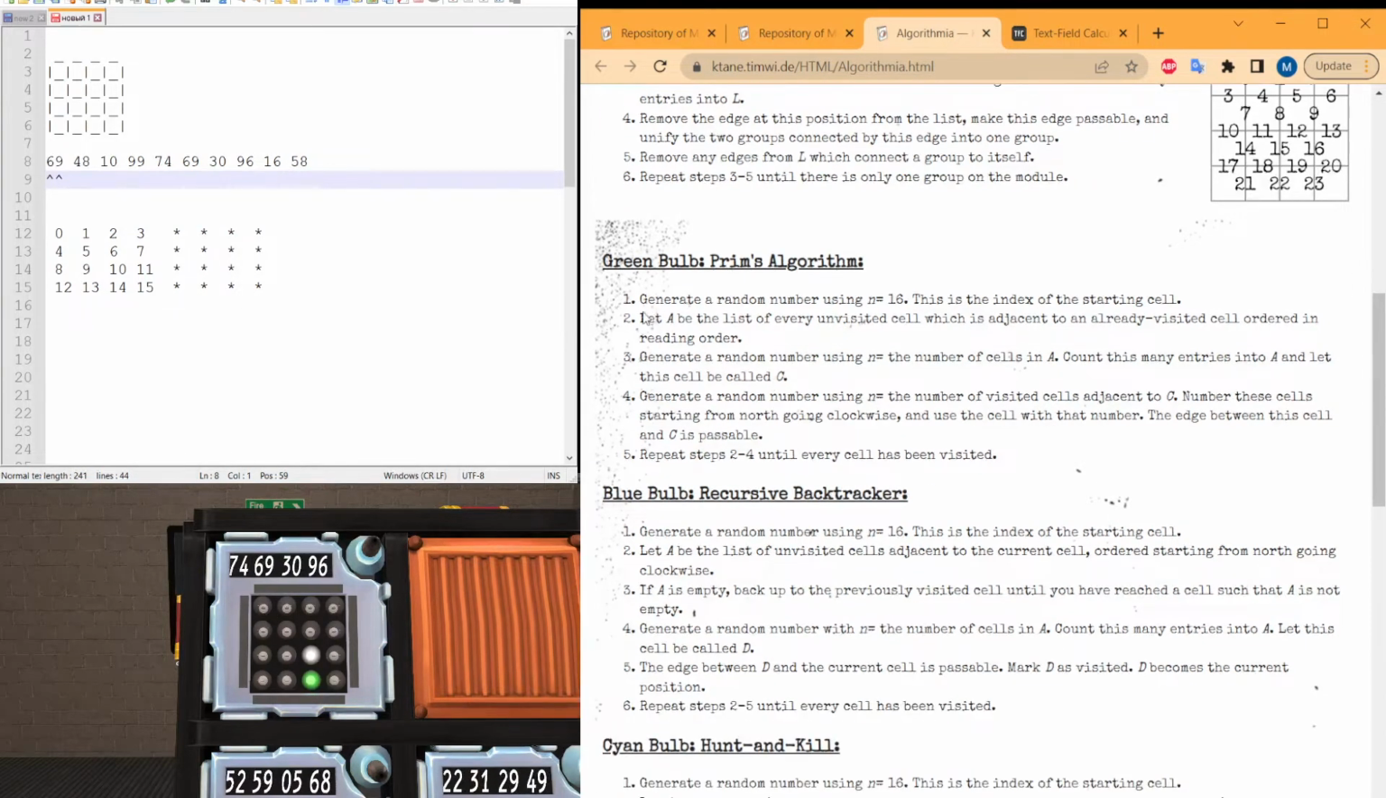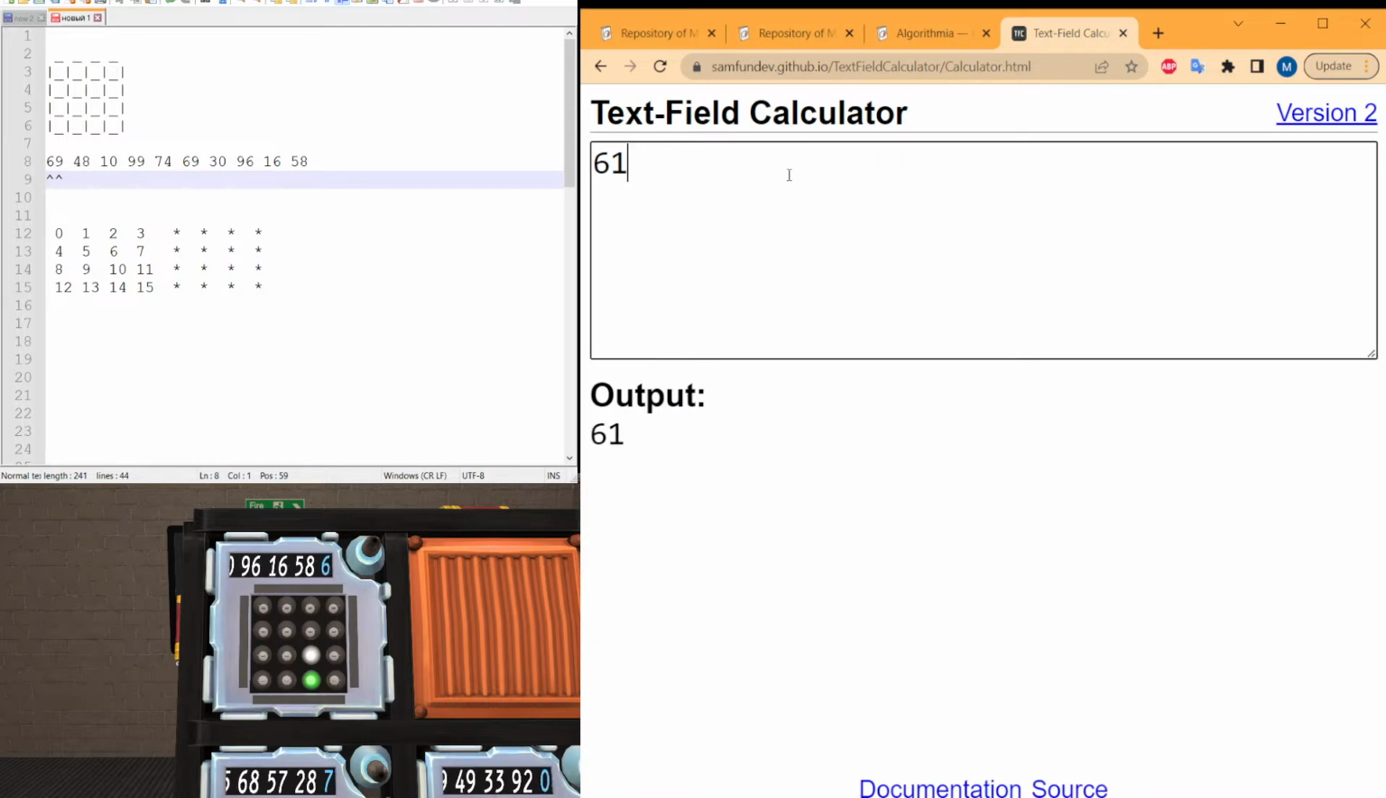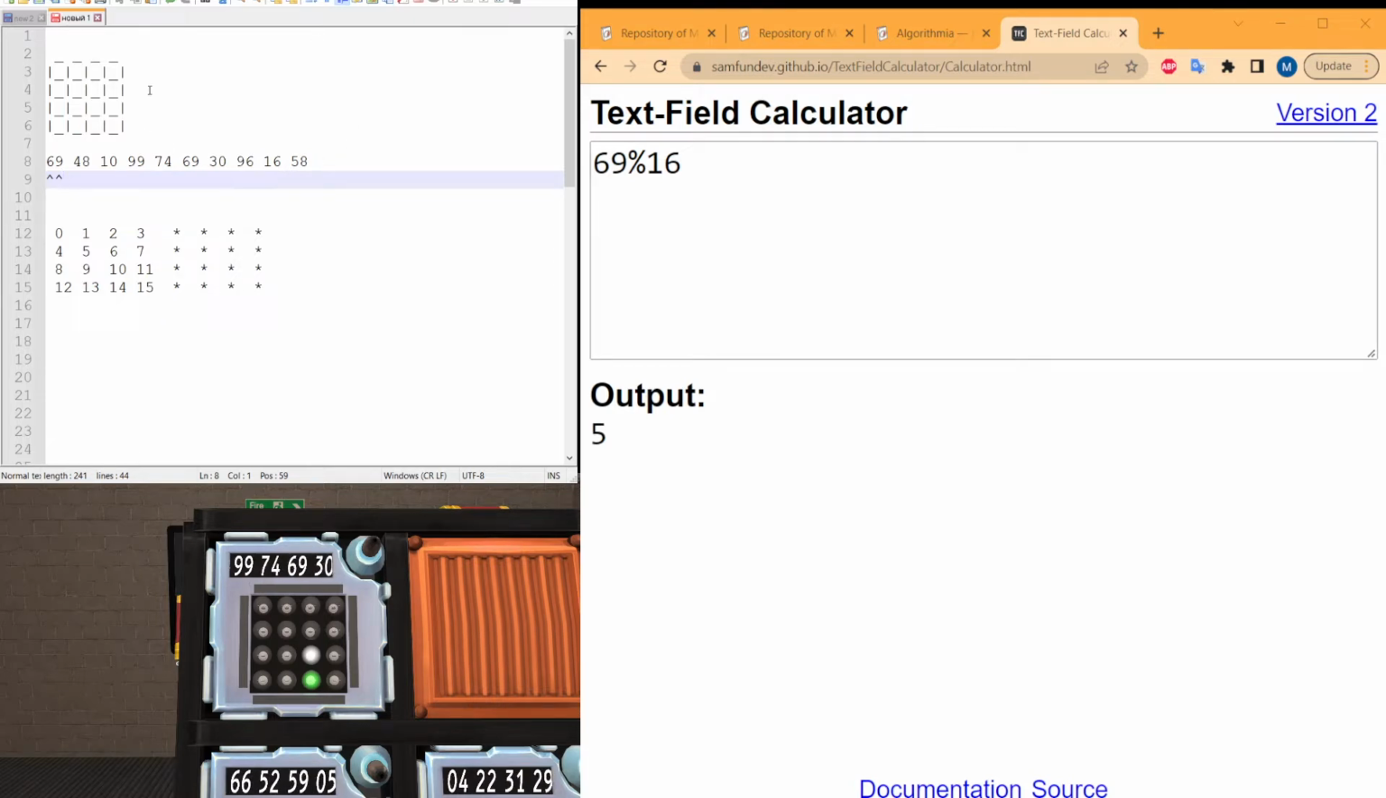Okay. First we need to generate a random number to find our starting cell. So 69 mod 16 is 5. So our starting cell is going to be this. I will mark it as V, which means visited, because it is important.